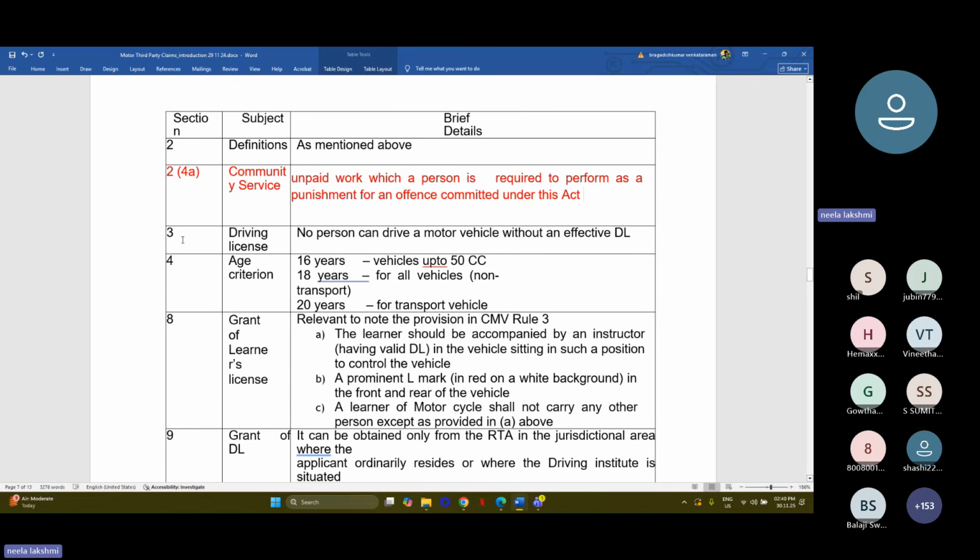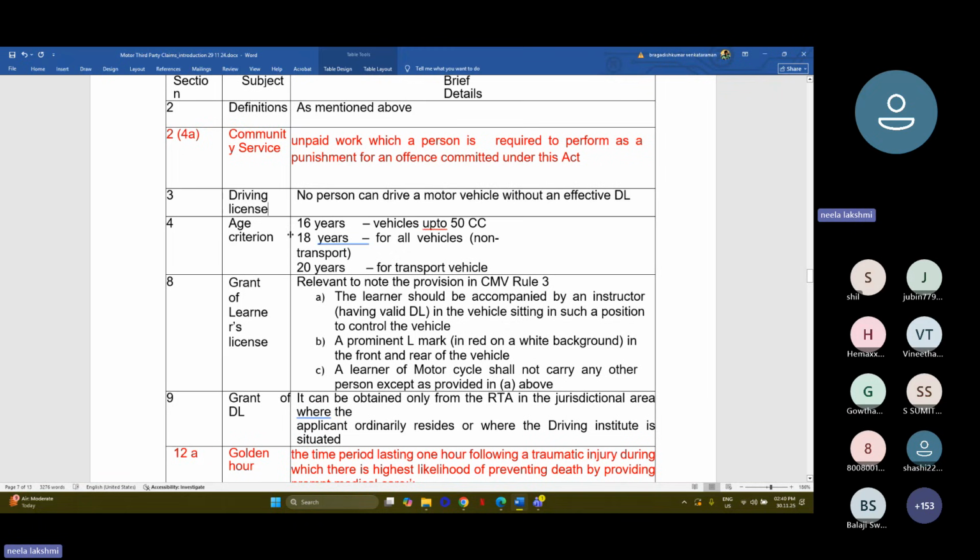Next one. This is a very important section. Section 3 of the MV Act is very important, which describes that no person can drive a motor vehicle without an effective valid driving license. Very important section. Next one. If any OD claim is to be rejected on the basis that the driver was not holding a valid driving license, you can invoke the policy condition, the driver's class of the policy condition, as well as Section 3 of the Motor Vehicles Act. You can invoke this section to repudiate any claim for non-possession of a driving license.